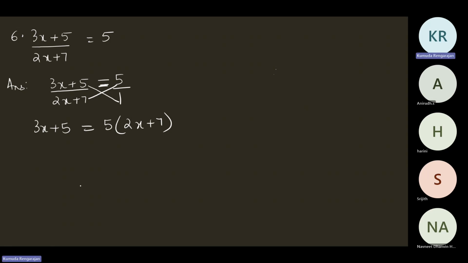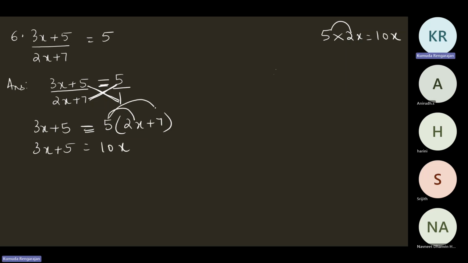Is this step understood, all of you? Yes, ma'am. Cross multiplying 3x plus 5 into 1 is 3x plus 5 is equal to 5 into 2x plus 7, like this. Now 3x plus 5 as it is, equal to, open the bracket, 5 into 2x. So how do you multiply 5 into 2x? 5 into 2, 10, x, 10x.